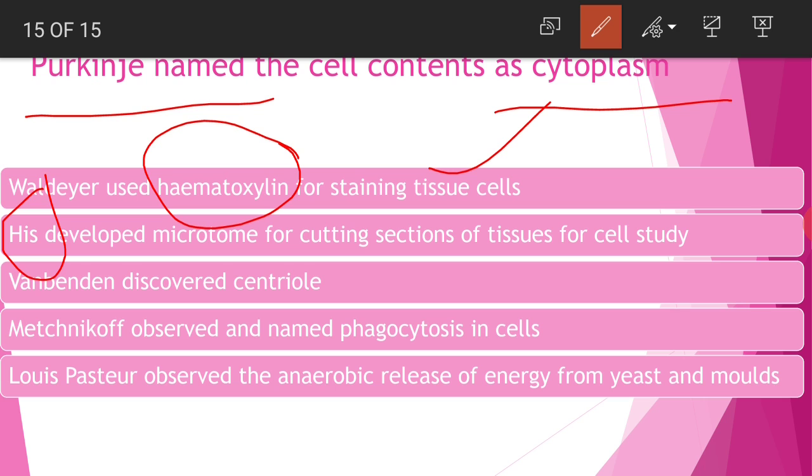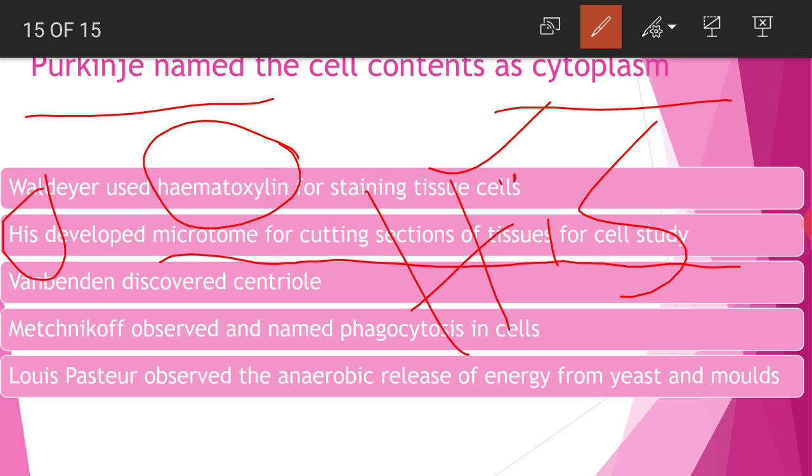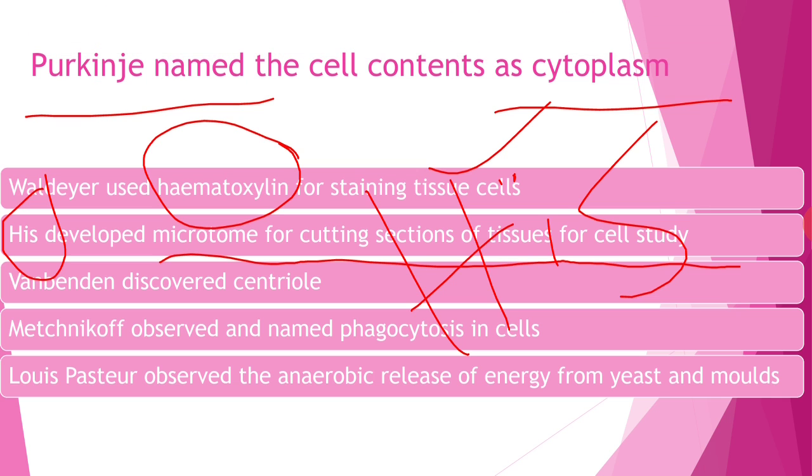His is the scientist who developed the microtome for cutting sections of tissues for cell study. We need certain transverse sections and longitudinal sections for our observations. We'll be doing this section cutting in our labs. And for this, one scientist by the name His developed one instrument called the microtome, for cutting sections of tissues useful for cell study.